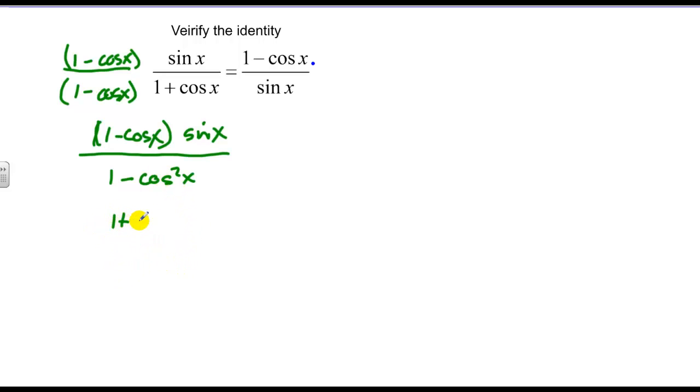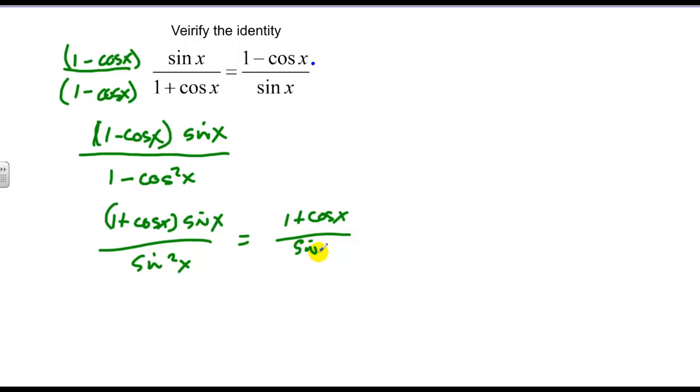We got 1 minus cosine of x times sine of x. 1 minus cosine squared is sine squared. Notice I have a sine over sine squared, which goes to 1 over sine of x because of that reduction. And, whoops, I changed the sign right here, unfortunately. So I end up with 1 minus cosine of x over sine of x.